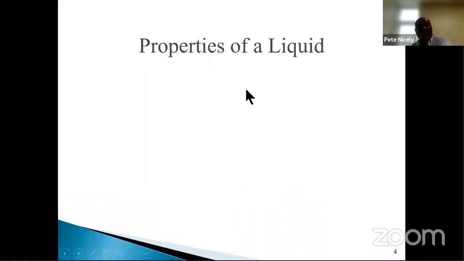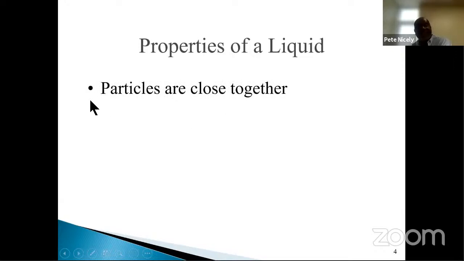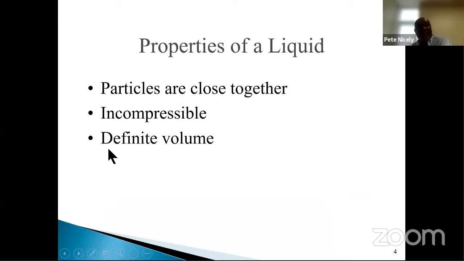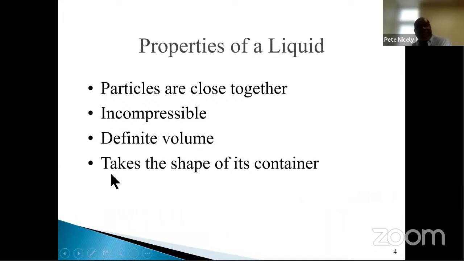All right, so these are the properties associated with liquids. One, the particles of the liquid are close to each other. It's incompressible, as I said before, and they have a definite volume, and they take the shape of the container that they're in. So those are the main properties of liquids. And let me just say, with respect to the first property listed here, the particles are close together, but that doesn't mean that the particles are not moving. In fact, the motion of the particles is more like the particles sliding over each other.